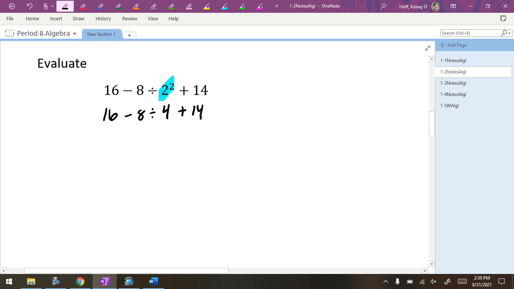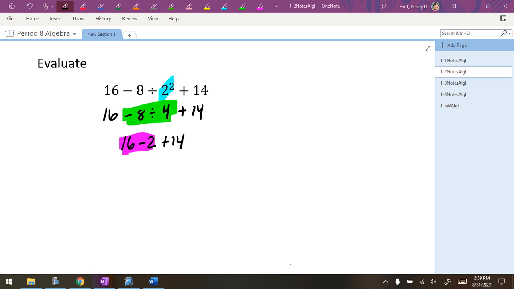Now what's our next operation? Very good. Now I always say negative 8 just so that we don't forget that there's a negative there. So your 16 stays. What's negative 8 divided by 4? Negative 2. So minus 2 and then a plus 14. What's the next operation? Very good. In this case, left to right, 16 minus 2 is 14. 14 plus 14 is 28.